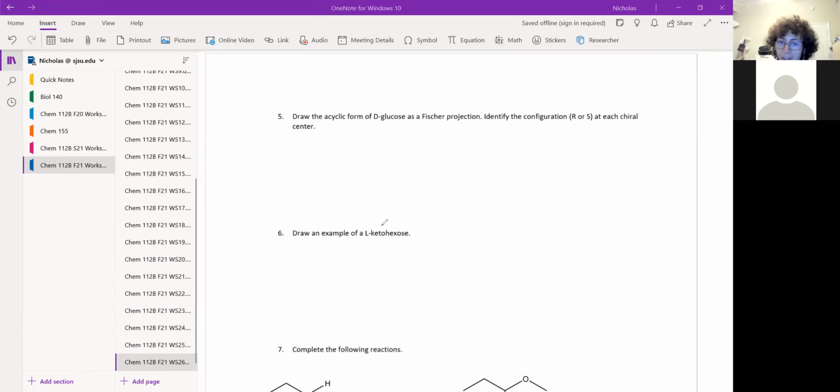So here I'm asking to draw an example of an L-ketohexose. The first part is it's saying it's a ketose, so that means there's a ketone in the structure. Six carbons, yeah. And then which OH is on the left side? The last chiral one, yeah. So carbon number 5. So this is 1, 2, 3, 4, 5, and then 6.